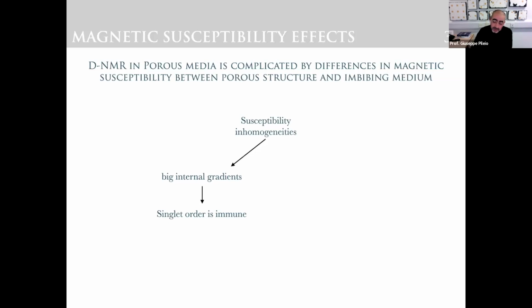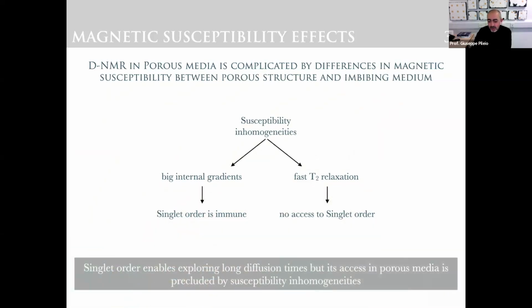What we didn't consider fully at the beginning was that spins diffusing in these pores have a sort of fast T2 relaxation mechanism. And now we have no time to play the echoes, to play those pulse sequences to get into the singlet order in the first place. So the singlet is long-lived and insensitive to these gradients, but you don't have the time to prepare it. So then we wanted to study this phenomenon and do something to counteract it.